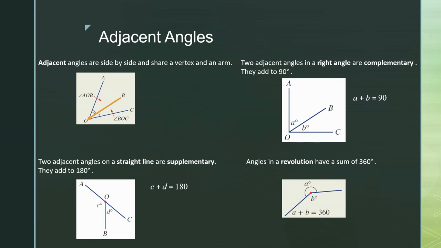Angles in a revolution have a sum of 360 degrees. So A plus B is equal to 360.